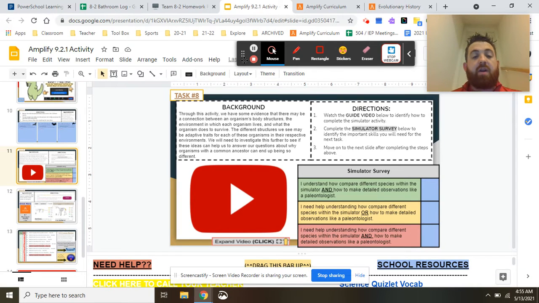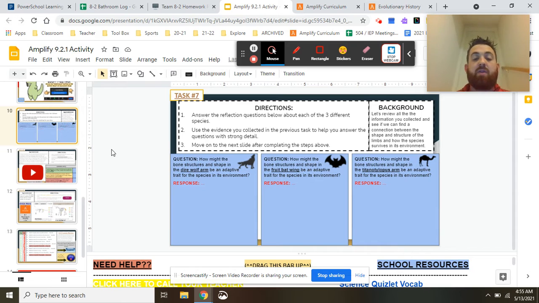Hey everybody, Mr. Regan here, and up to this point we have done some exploring of different shared structures. We've looked at how the shared structures of some species can be similar to one another and how they can be different. And in the last task, we looked at how those differences helped us figure out why their structure might be an adaptive trait and how the environment and how the organism lives can help explain the shape, the size, and all of the different structures of the actual limb itself.